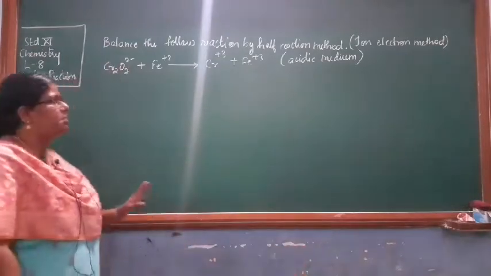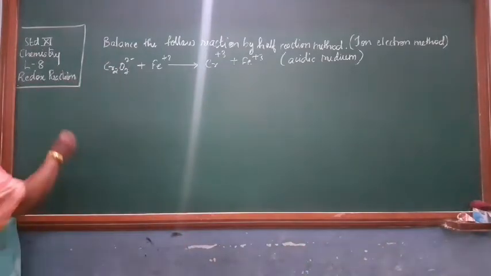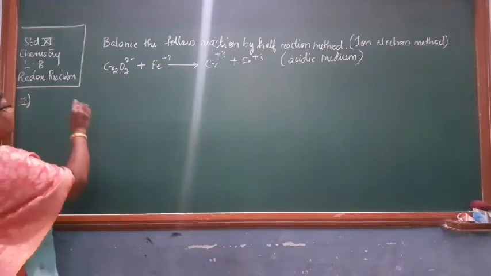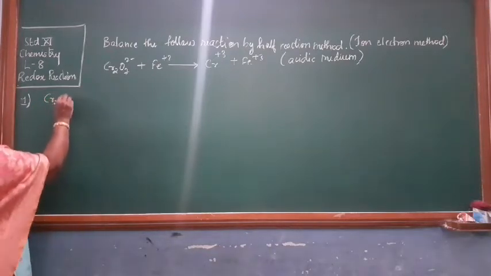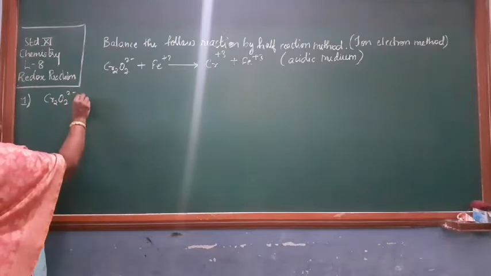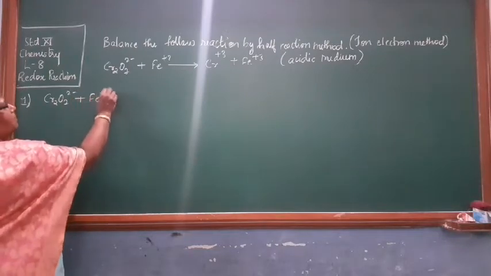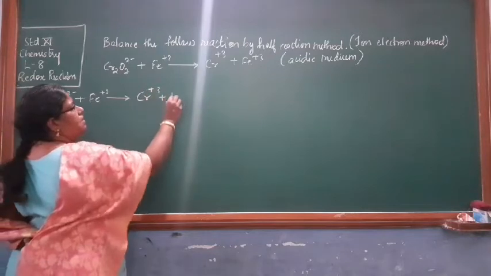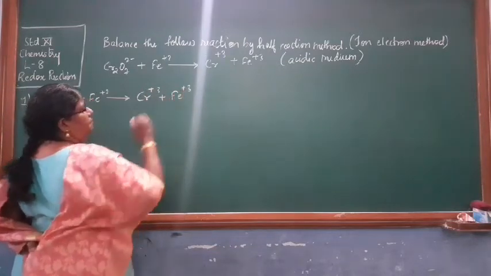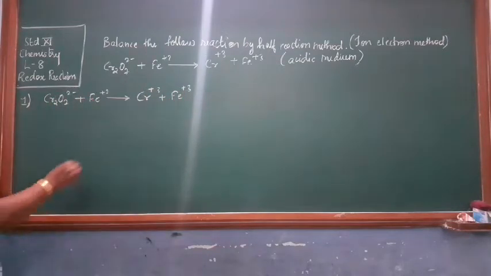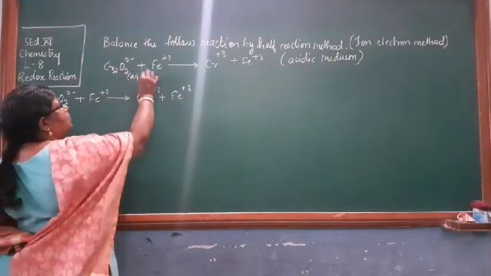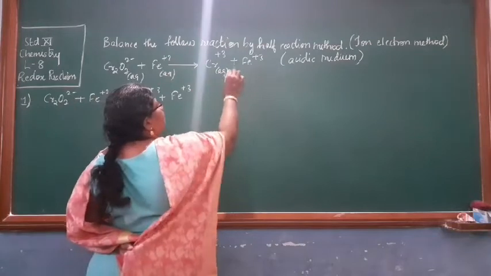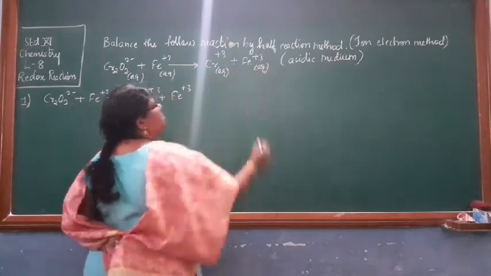The first step remains the same, that you have to write the equation in the proper form. Cr2O7 2 minus plus Fe plus 2 giving you Cr plus 3 plus Fe plus 3. Here all of them are in the aqueous medium. I have not written it, but you have all of them in the aqueous medium.